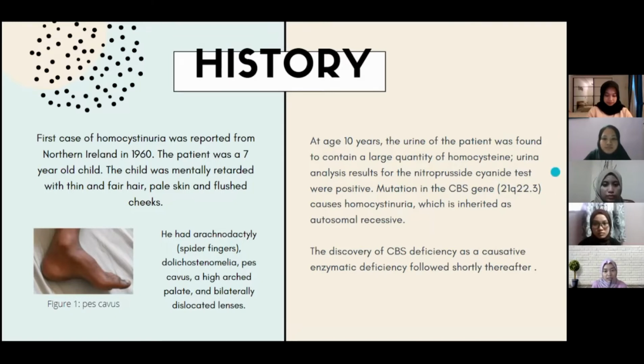At the age of 10 years old, the urine of the patient was found to contain a large quantity of homocysteine, and the urine analysis result for the nitroprusside test was positive. The mutation in the CBS gene causes homocystinuria, which is inherited as autosomal recessive. And finally, the discovery of CBS deficiency as a causative enzymatic deficiency followed shortly thereafter.